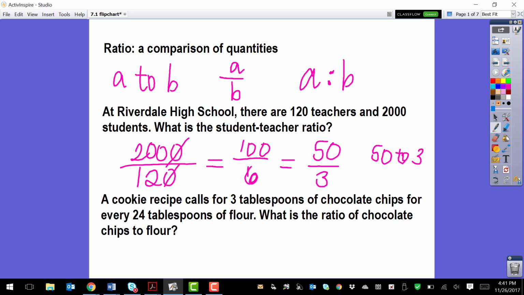A cookie recipe calls for 3 tablespoons of chocolate chips for every 24 tablespoons of flour. What's the ratio of chocolate chips to flour? So there are 3 tablespoons of chocolate chips for 24 tablespoons of flour, 3 to 24, and then I can reduce that. Those are both divisible by 3, so that would be 1 to 8. So the ratio of chocolate chips to flour is 1 to 8.